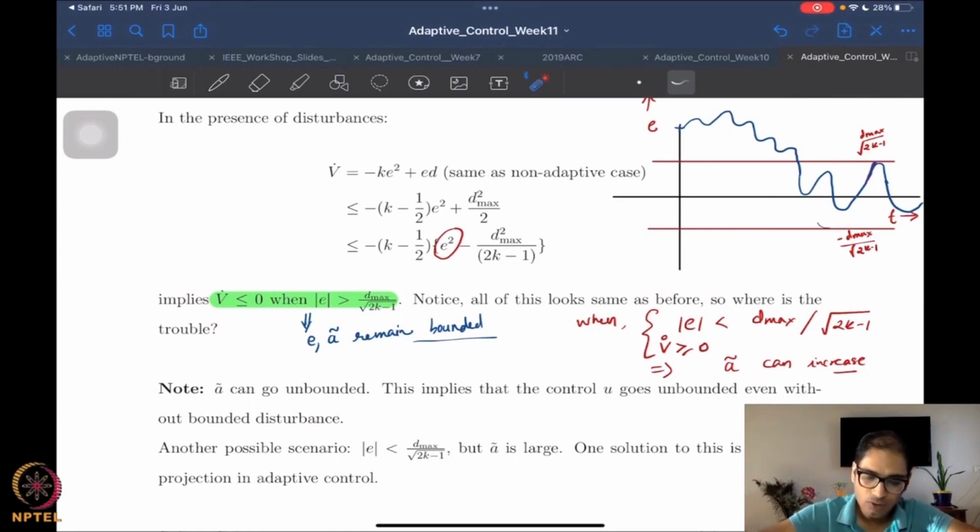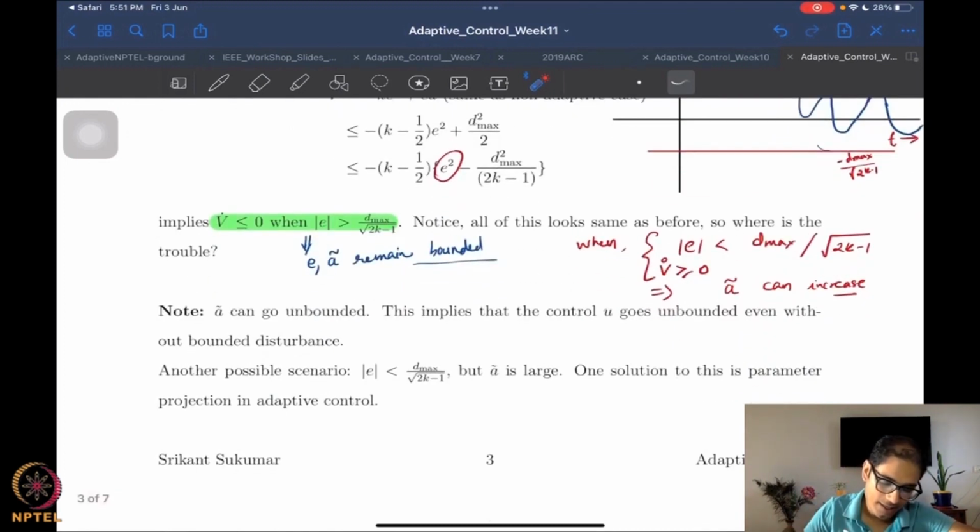But as soon as E gets into this residual set, the nice cage which we made for this E, we want the E to get into this cage. And we know that it cannot escape this cage. But we know that inside this, the V dot function, which contains E, becomes non-negative, which means V can increase. The only way V can increase without E increasing itself is if A tilde increases. And A tilde can increase to arbitrary values now. Nothing stopping it. So this means essentially that A tilde can in fact go unbounded.